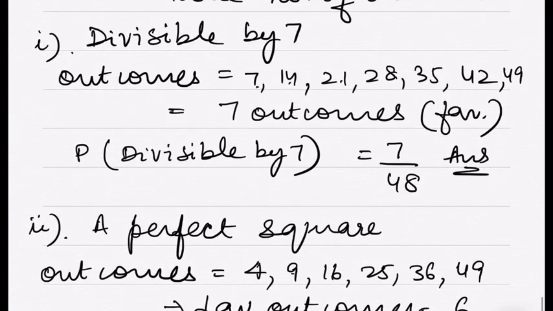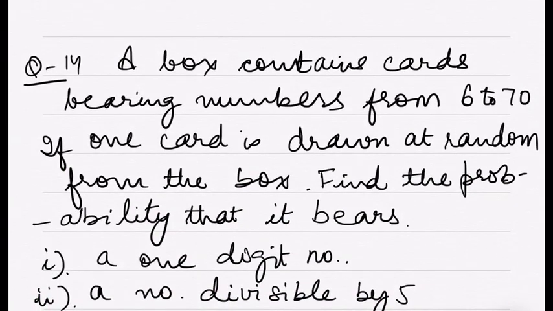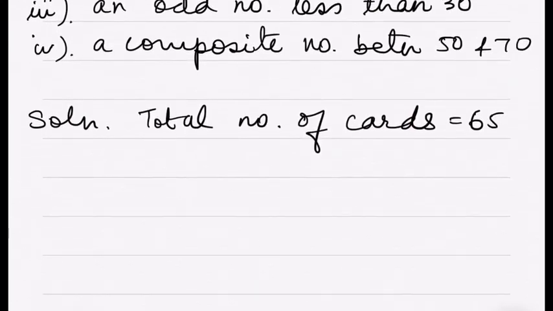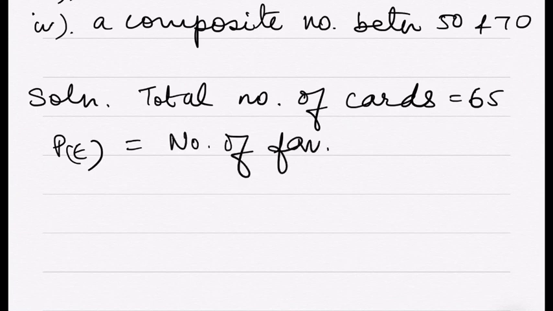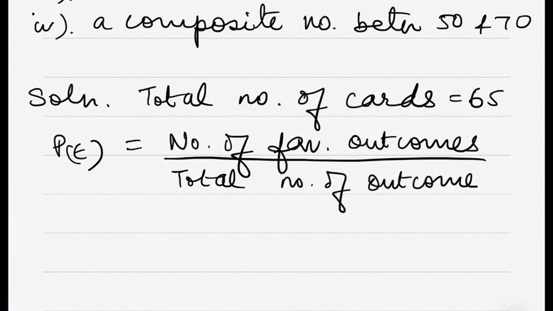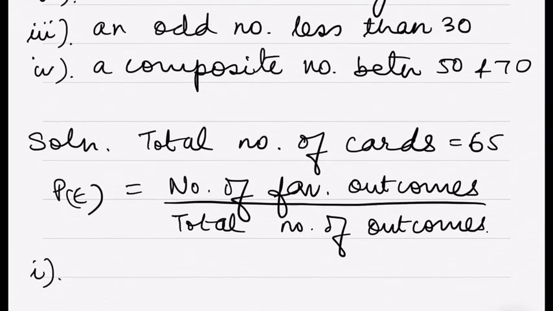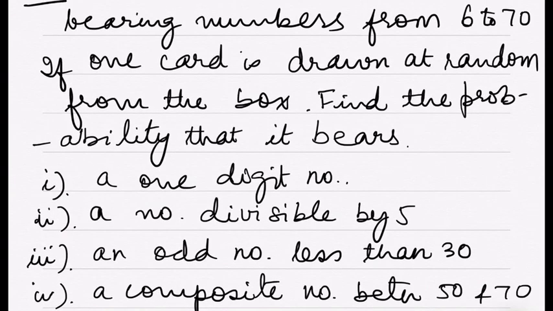Okay, now one card is drawn at random from the box. Find the probability that it bears... Okay, so now I'll write down my formula of probability. So probability of an event is number of favorable outcomes by total number of outcomes. Okay, now I'll move to the first part. The first part says a one digit number. If we draw a card, what is the probability that it bears a one digit number?